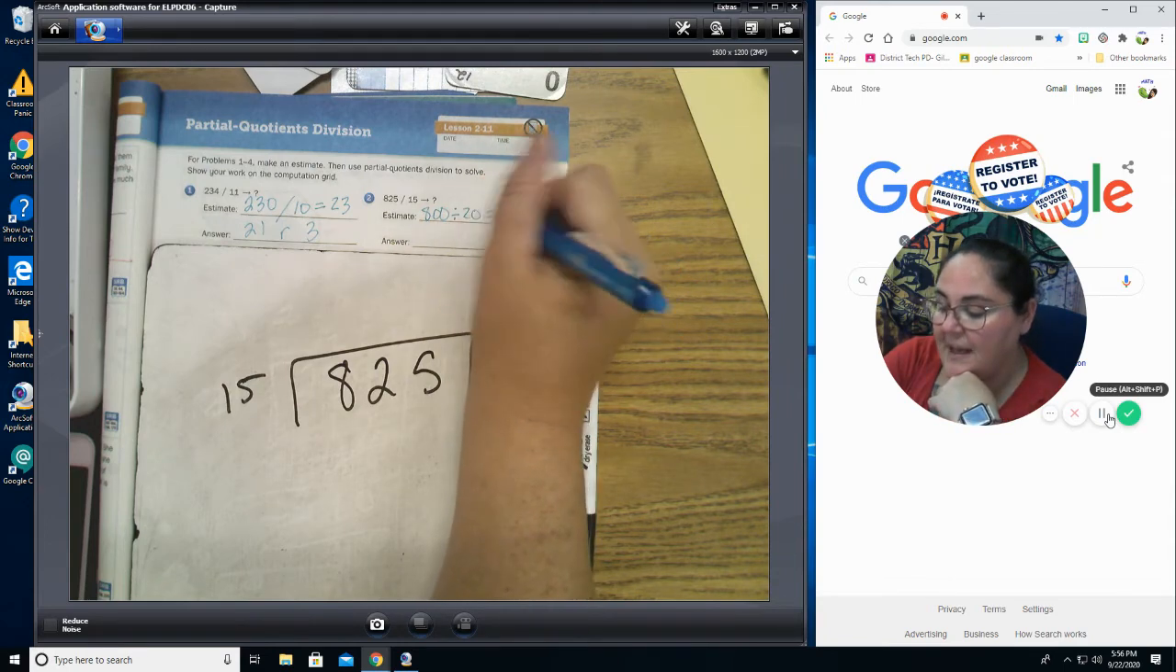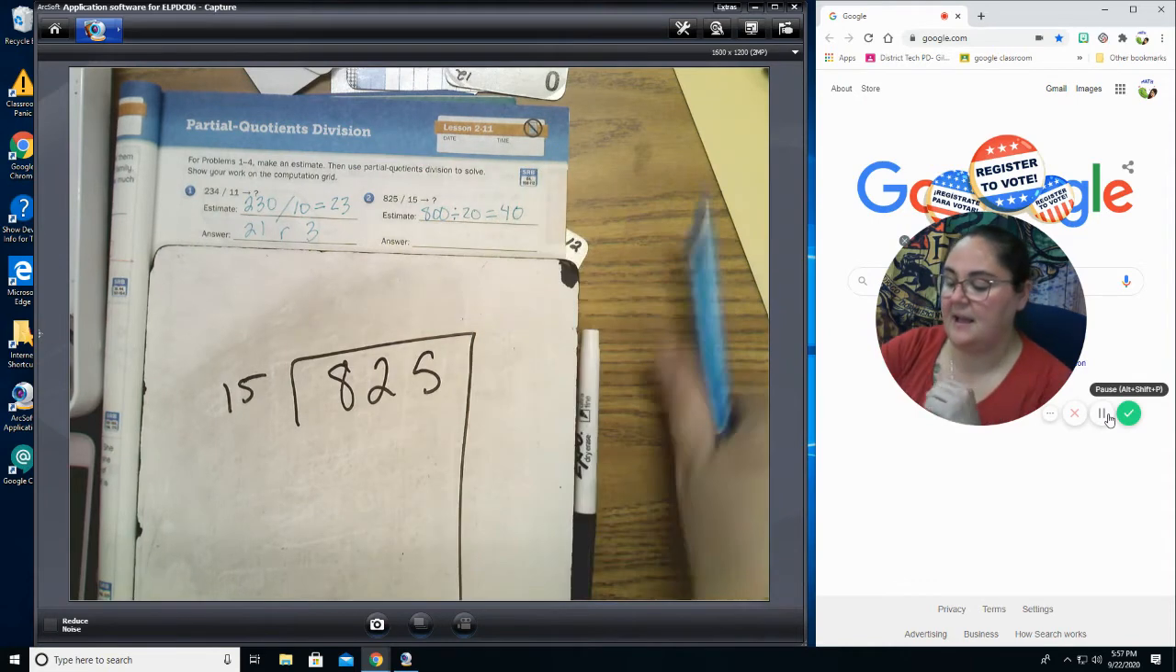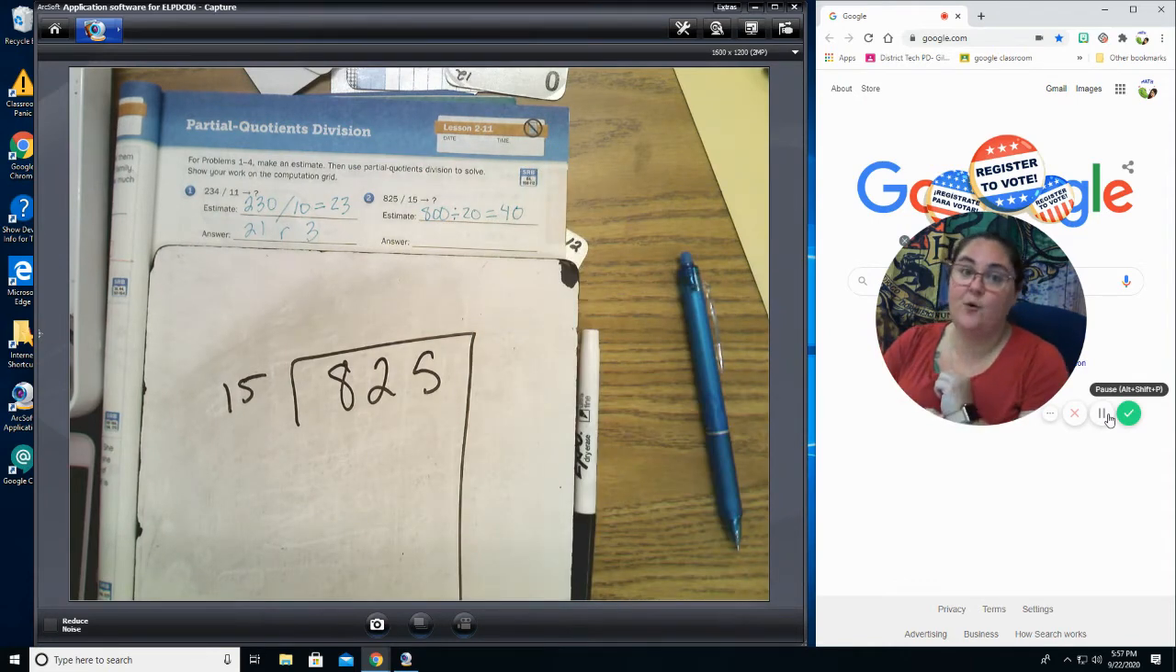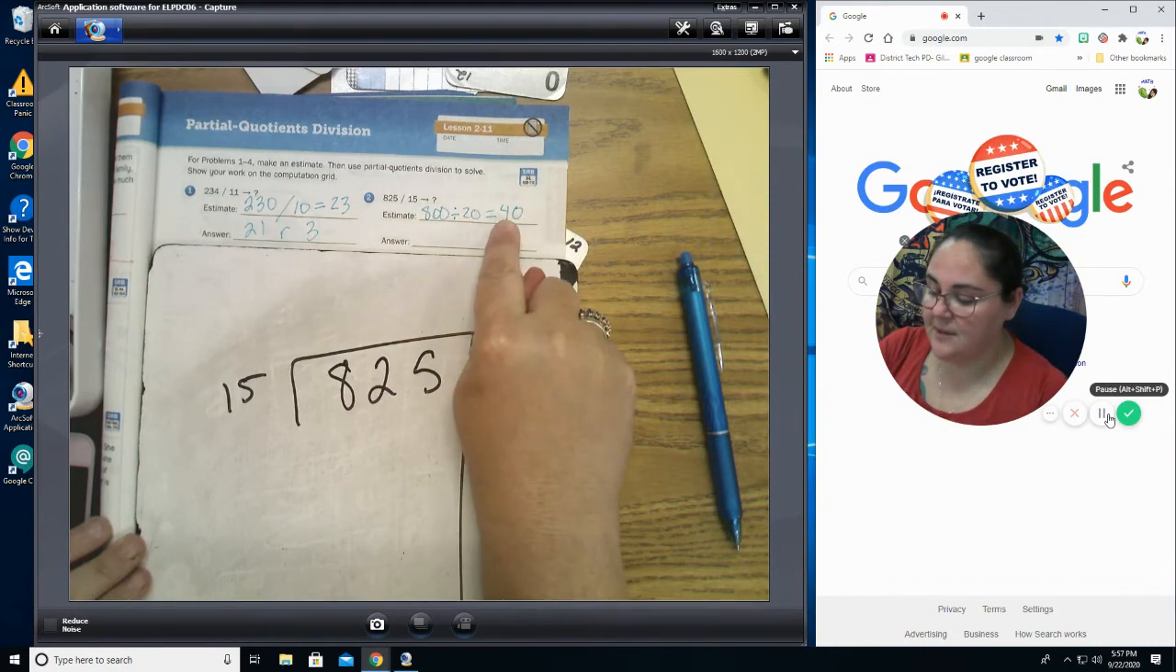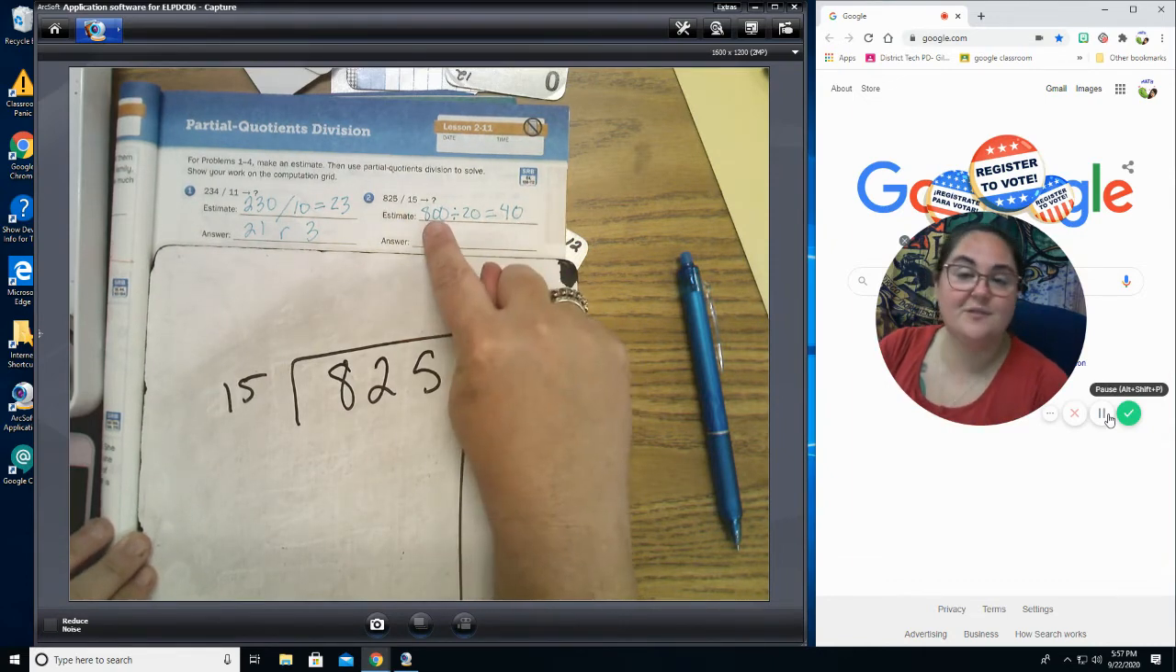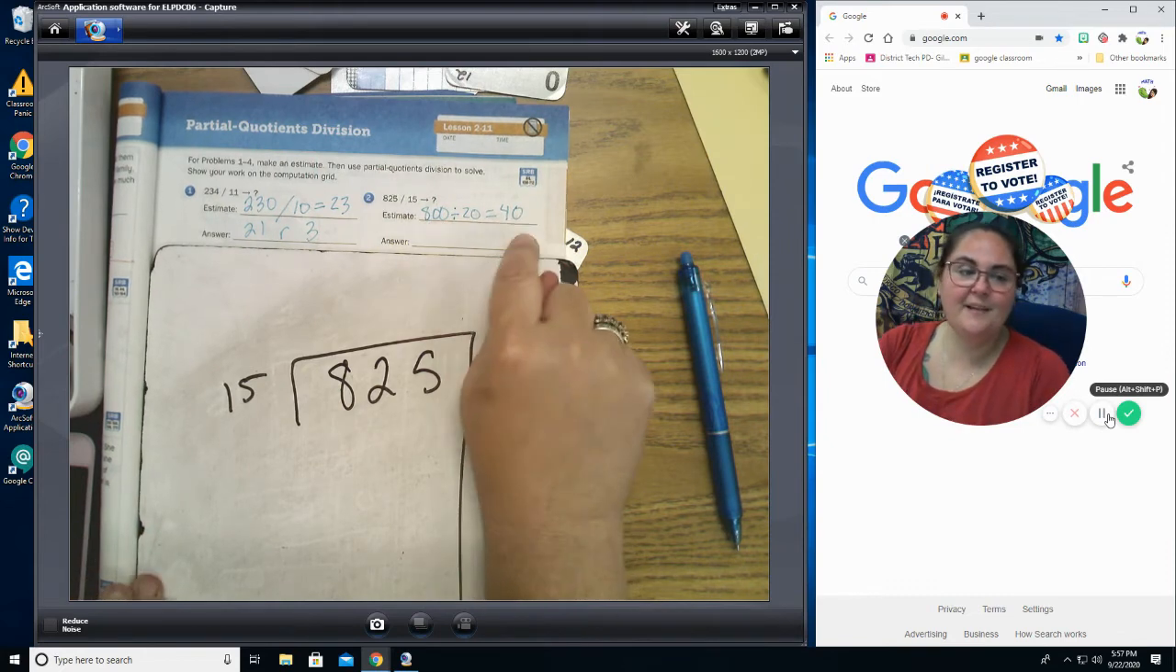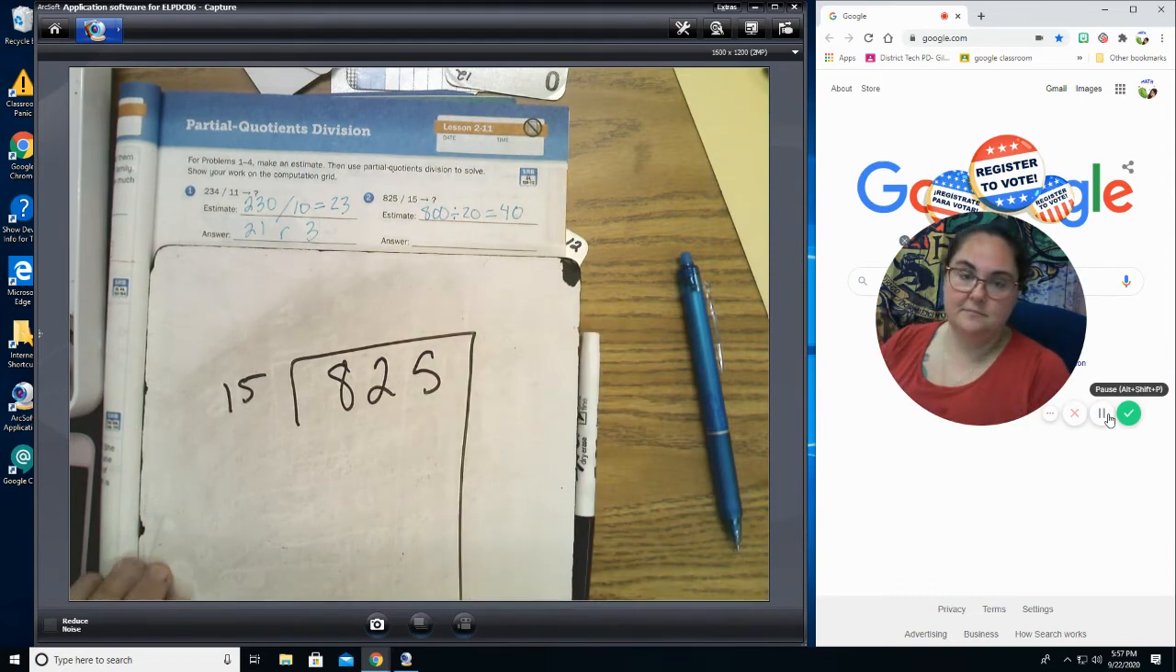810 divided by 20. I know 2 goes into 8 4 times. So 20 goes into 800 40 times. To check my math, I would do 2 times 4 is 8, add my zeros. Okay, so my answer is going to be about 40.